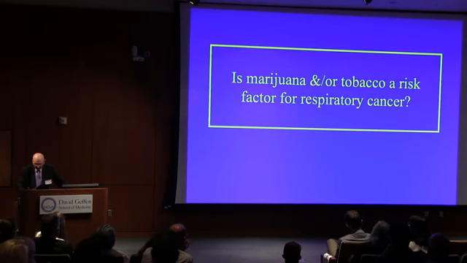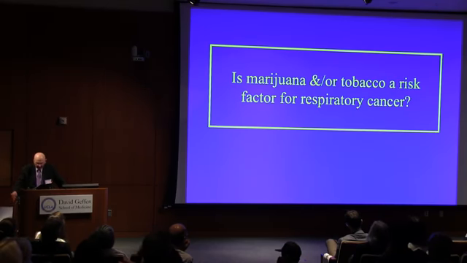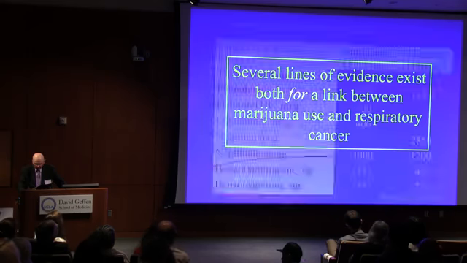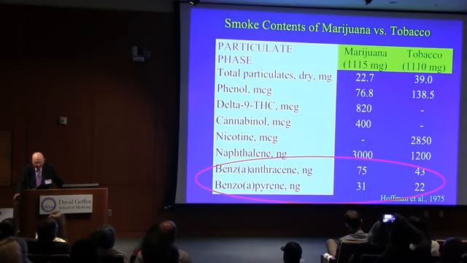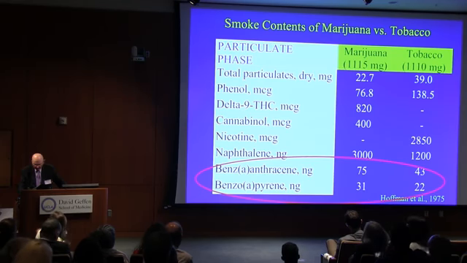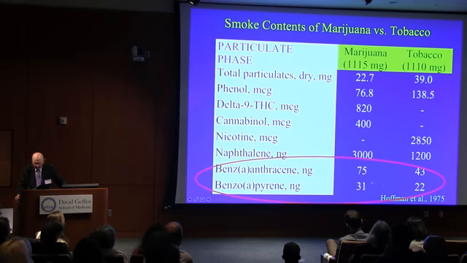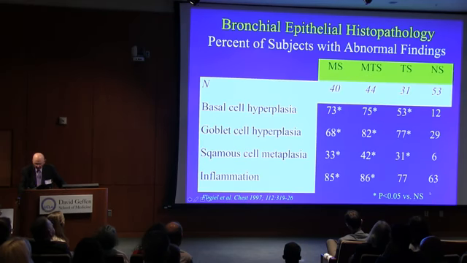So let's finally look at the other major lung consequence of tobacco smoking, which is lung cancer and head and neck cancer. Is marijuana a risk factor for respiratory cancer? Well, we would expect that it might be. There is some evidence that would suggest a link. Remember the increased amount or concentration of polycyclic aromatic hydrocarbons, which are carcinogenic, in marijuana compared to tobacco smoke.